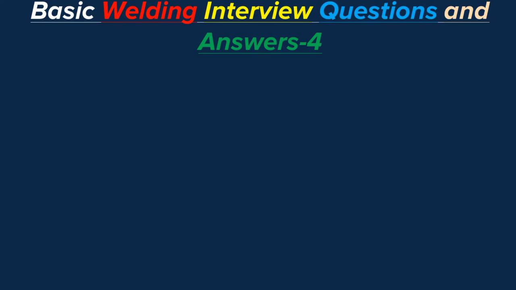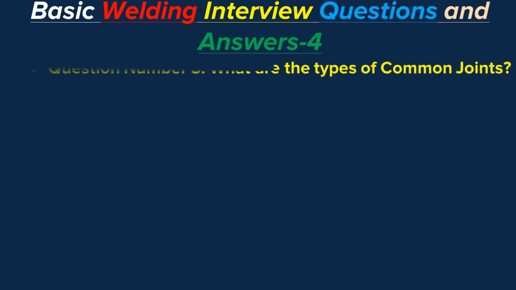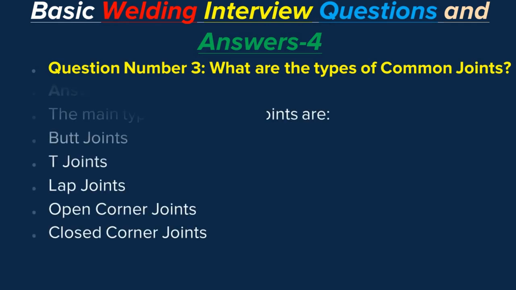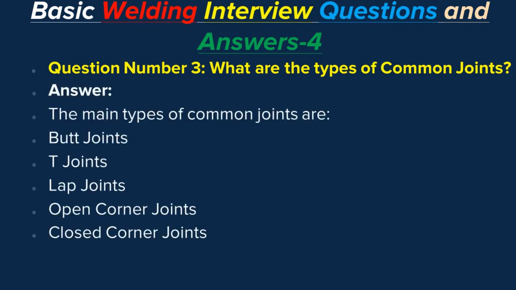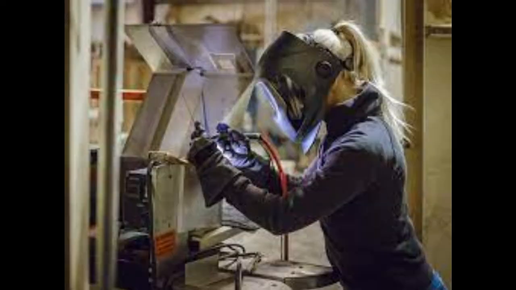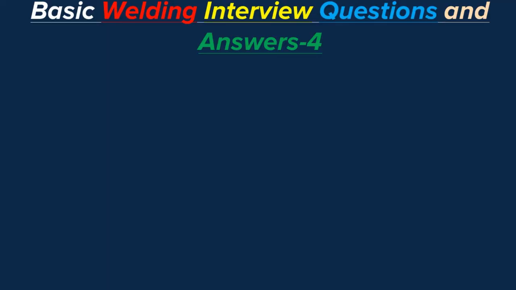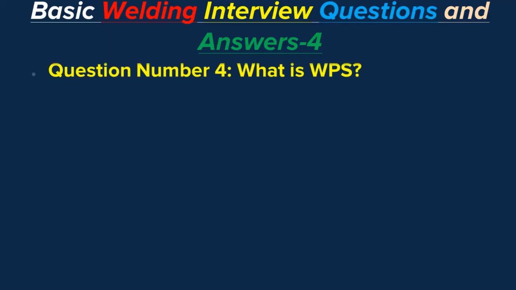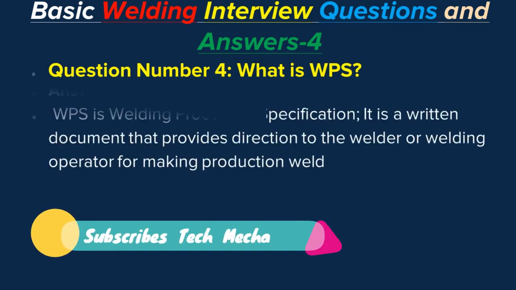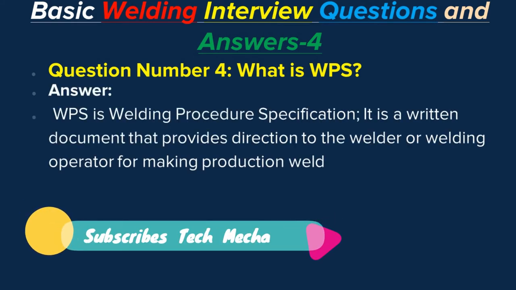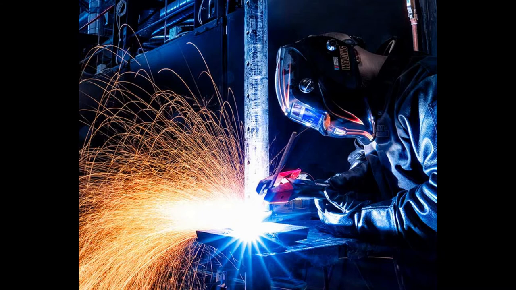Question number 3. What are the types of common joints? Answer. The main types of common joints are butt joints, T joints, lap joints, open corner joints, closed corner joints. Question number 4. What is WPS? Answer. WPS is welding procedure specification. It is a written document that provides direction to the welder or welding operator for making production weld.